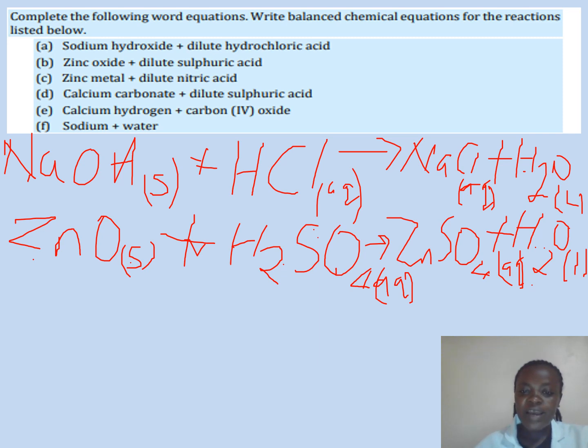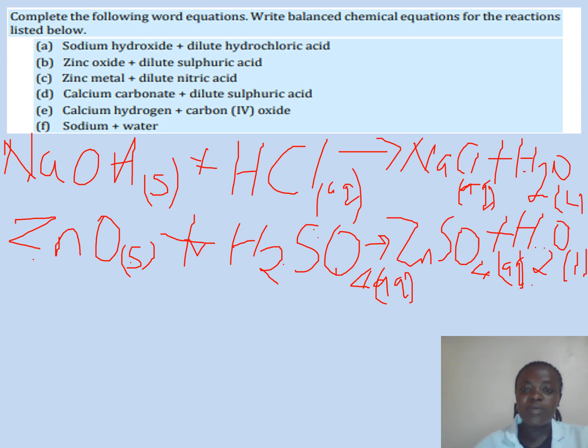Meaning oxygen atoms are 5, 5, meaning it is balanced. Then we have hydrogen. We have 2 hydrogen atoms on the reactant side, 2 on the product side, meaning hydrogen is okay. Then for sulfur, we have 1 sulfur atom here and 1 sulfur on the product side, meaning that sulfur is also balanced. So that reaction is correct. The symbols are okay and the balancing is correct. So that is the correct equation for the reaction between zinc oxide and sulfuric acid.